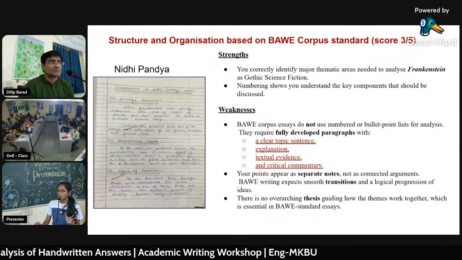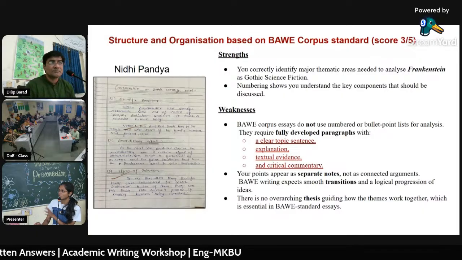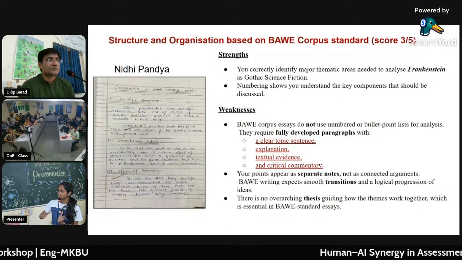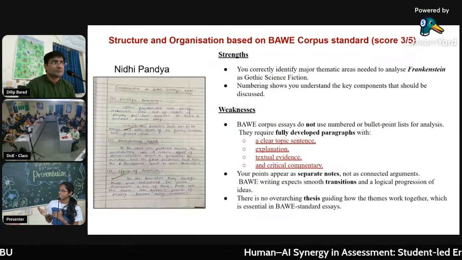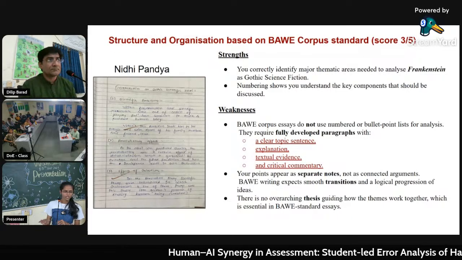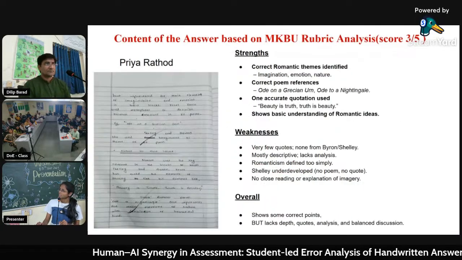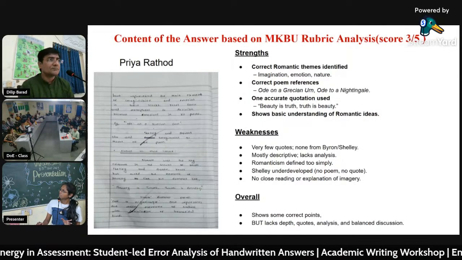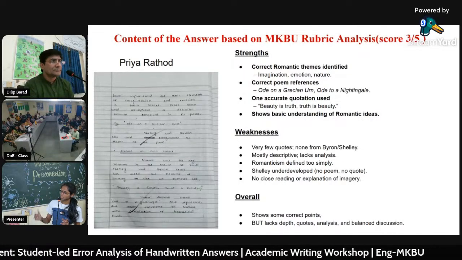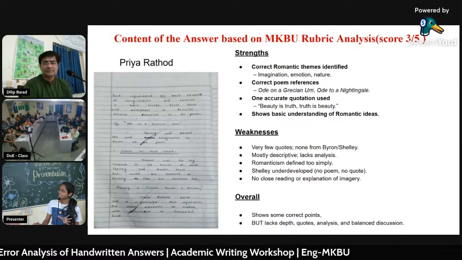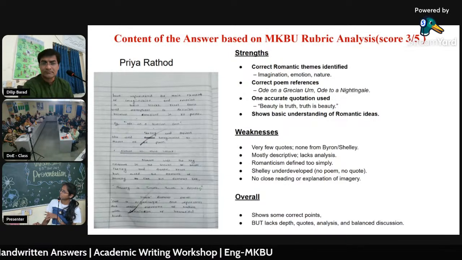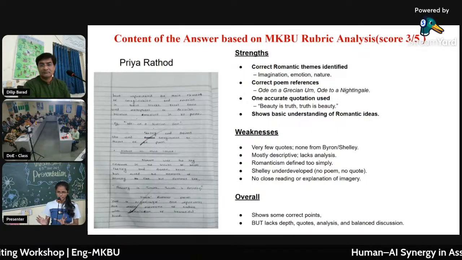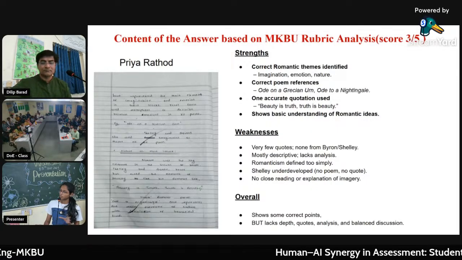And it showed that there is no overarching thesis guiding how the themes work together, which is essential for the BAWE standard essays. Change the slide. This is the paper of Priya Rathod, my group mate. She used ChatGPT AI, and it showed the content and the answer based on the MKBU rubric analysis.